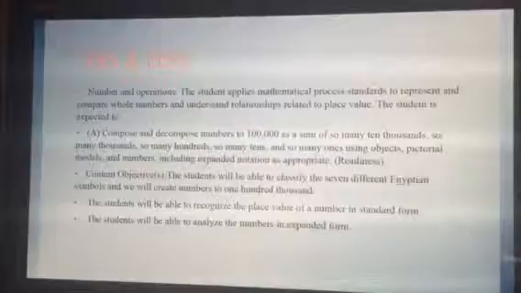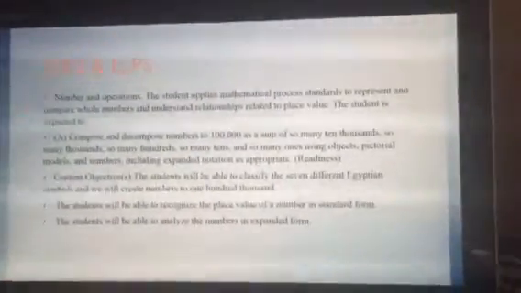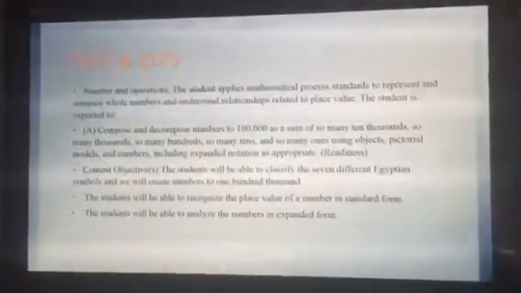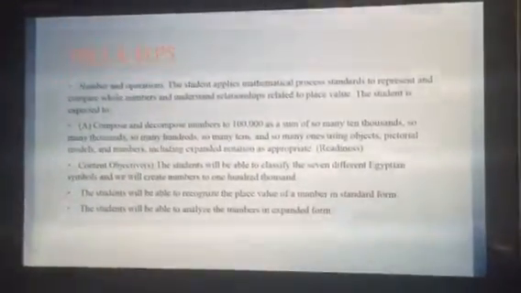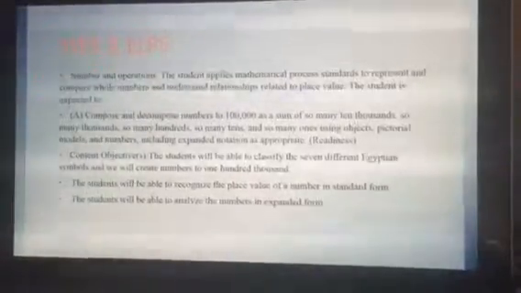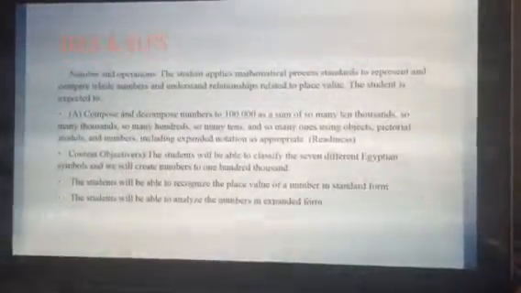The content objective is that students will be able to classify the 7 different Egyptian symbols and will create numbers to 100,000. So the way I implemented Egypt into this is that they're going to draw Egyptian symbols and they're going to make those symbols into numbers. So they will recognize place value of a number in standard form, and they will also be able to analyze the numbers in expanded form.